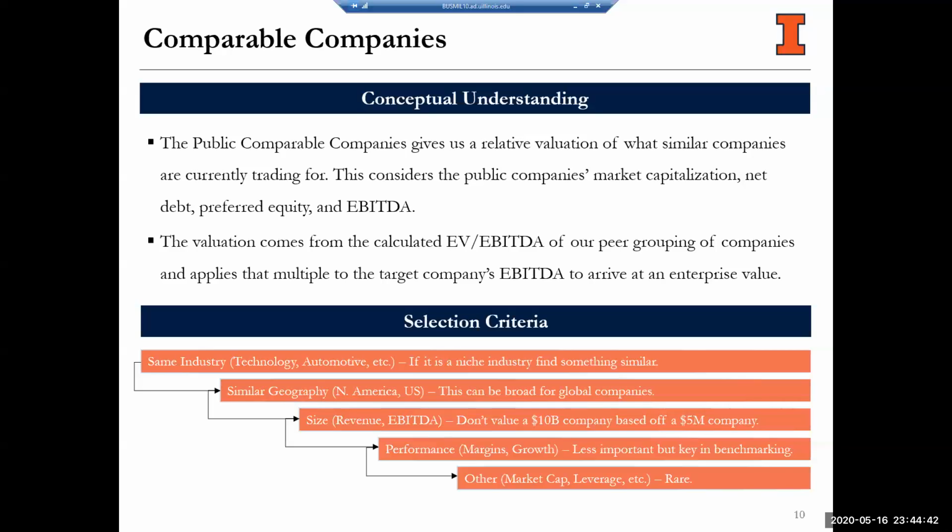Then we're going to drive down to size. For example, we wouldn't want to compare a $10 billion company to a $5 million company. There's a lot of difference as far as profitability, access to vendors, as well as who they're selling to. Finally, we'll want to kind of triangulate on things like performance, such as growth and margins, and then we can look at other things to maybe slim down our selection criteria if you have too many.